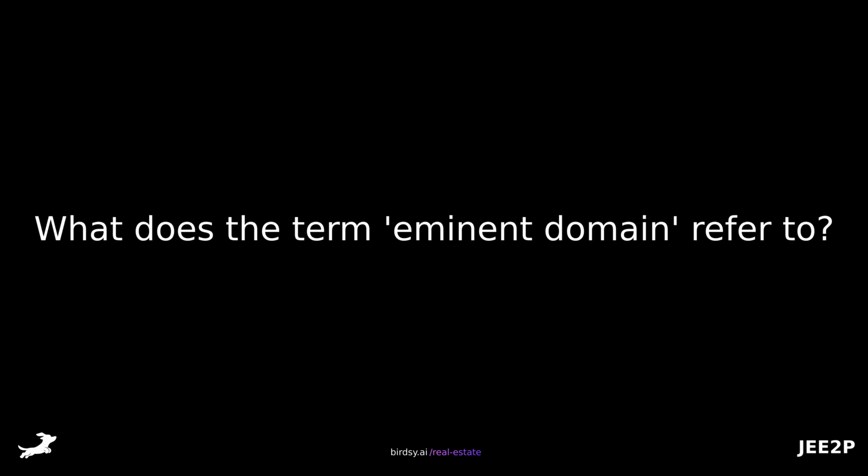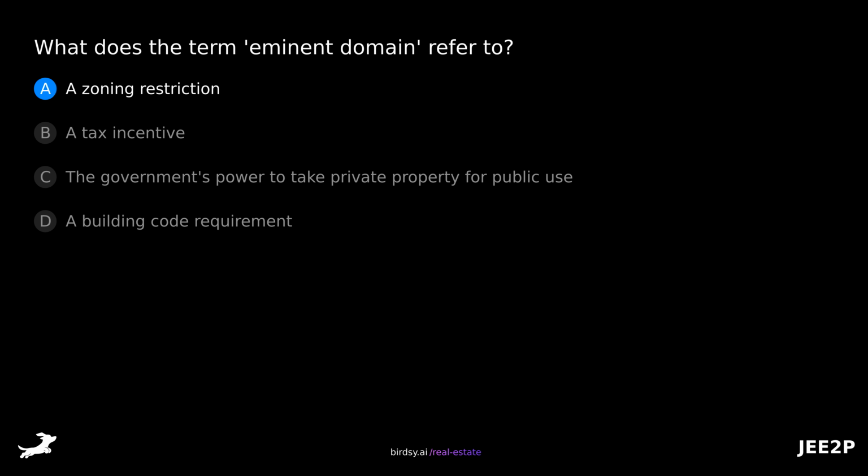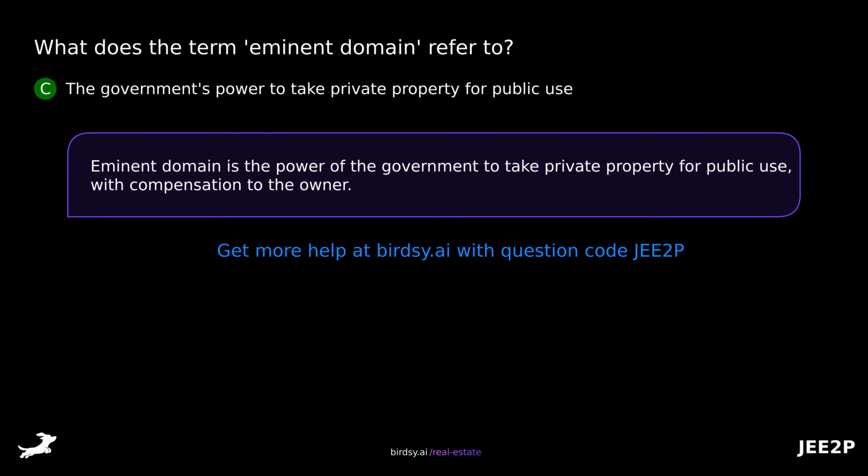What does the term eminent domain refer to? Is it A. A zoning restriction, B. A tax incentive, C. The government's power to take private property for public use, or D. A building code requirement? The answer is C. The government's power to take private property for public use. Eminent domain is the power of the government to take private property for public use, with compensation to the owner.